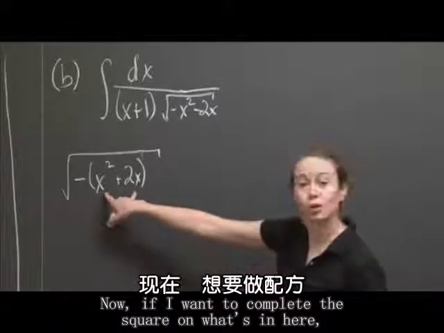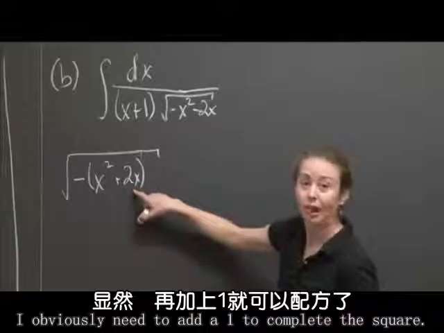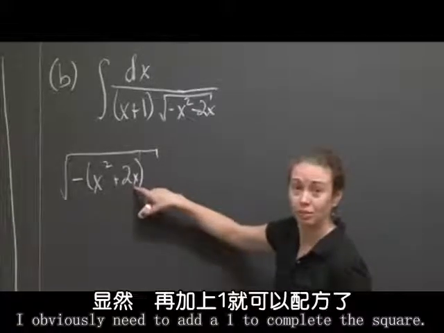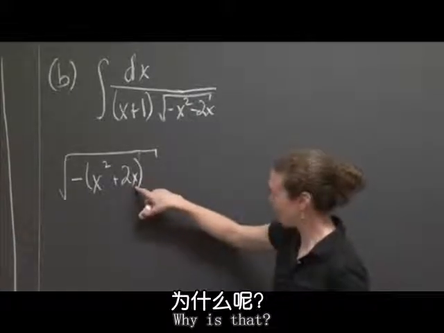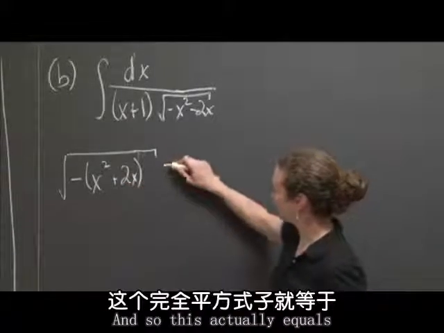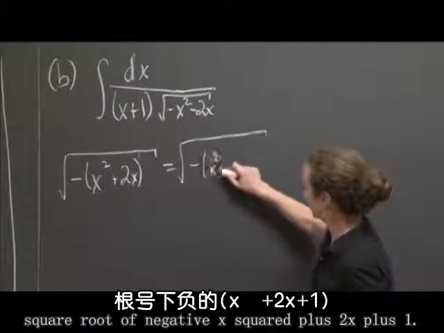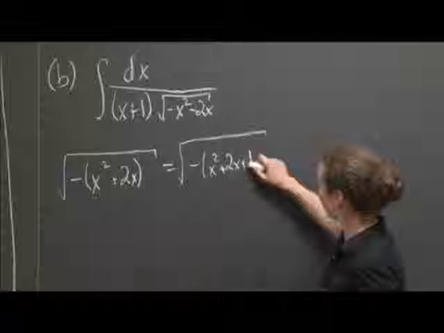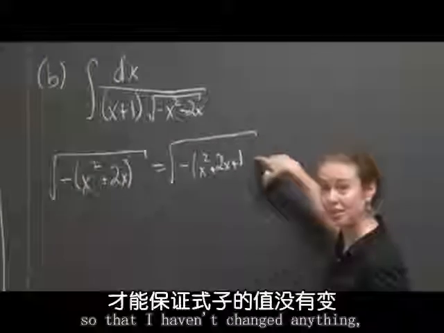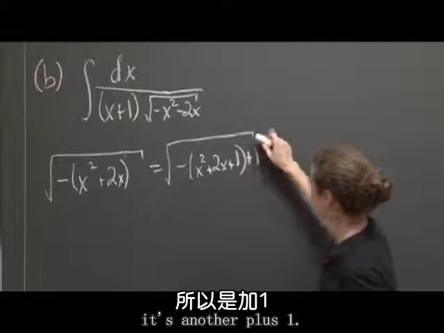Now if I want to complete the square on what's in here, I have x squared plus 2x. I obviously need to add a 1 to complete the square. Why is that? Because you take what's here, you divide it by 2, and you square it. And so this actually equals square root of negative x squared plus 2x plus 1. And I want to subtract 1 so that I haven't changed anything. But when I pull it out from the negative, it's another plus 1.